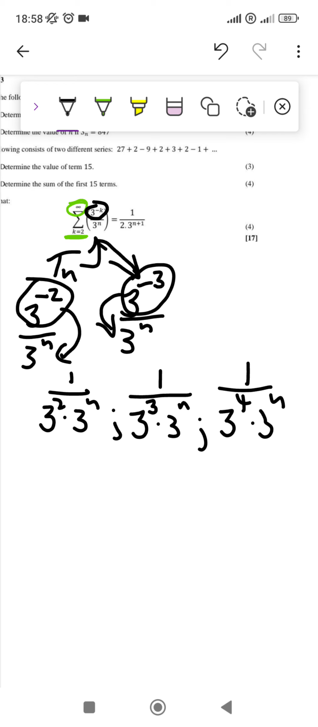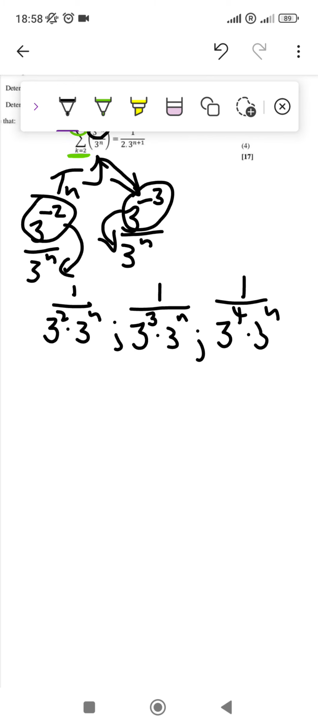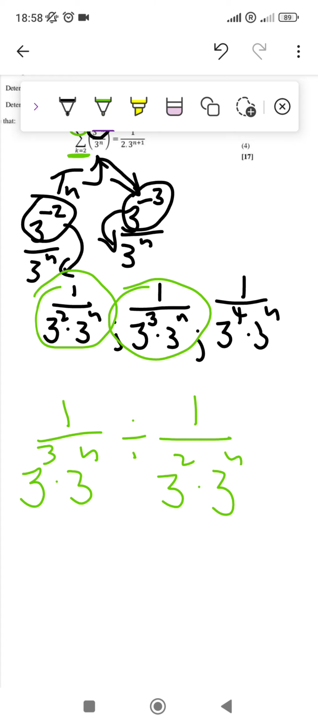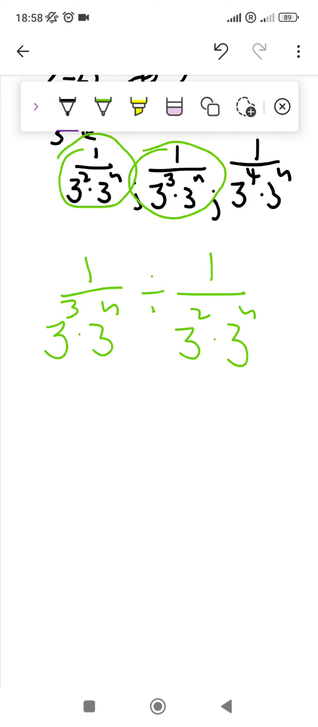In the previous video, we spoke about how to find R. R was your consecutive terms, so it's the second one divided by the first one. So let's take that quickly. The second one is 1 divided by 3 to the power of 3 times 3 to the power of n. Let's divide by our first term, which is 1 divided by 3 squared times 3 to the power of n. We know dividing fractions is the same as multiplying with reciprocals.